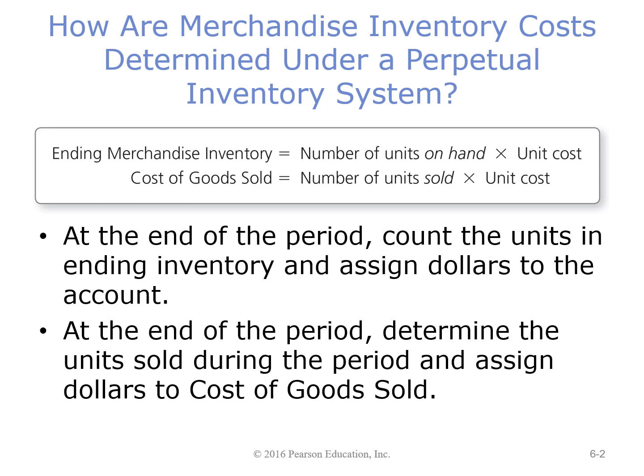Actually, under the perpetual inventory system, we calculate the ending merchandise inventory by multiplying the number of units on hand by the unit cost of each unit. And we calculate the cost of goods sold by multiplying the number of units sold by the unit cost. At the end of the period, count the units in ending inventory and assign dollars to the accounts. This is the most important issue to be taken into consideration in order to prepare the financial statements.